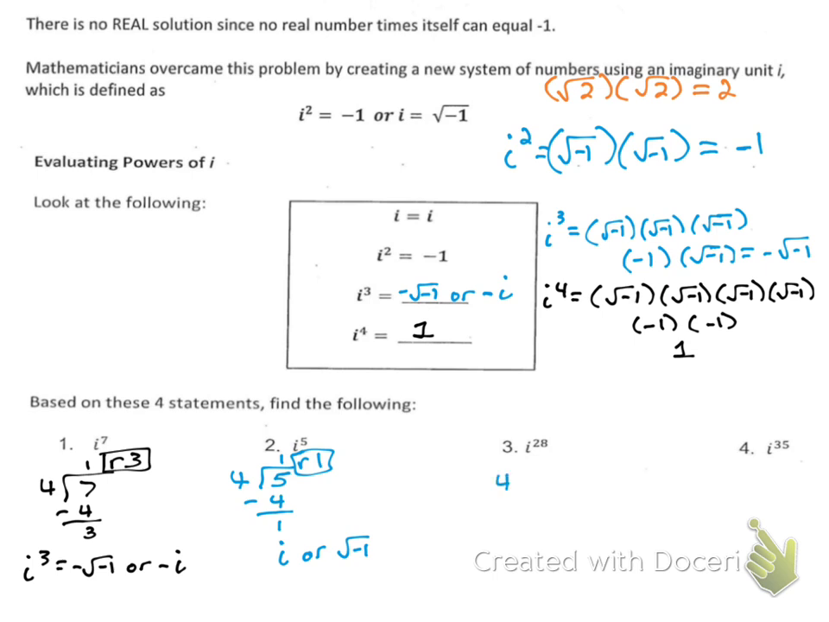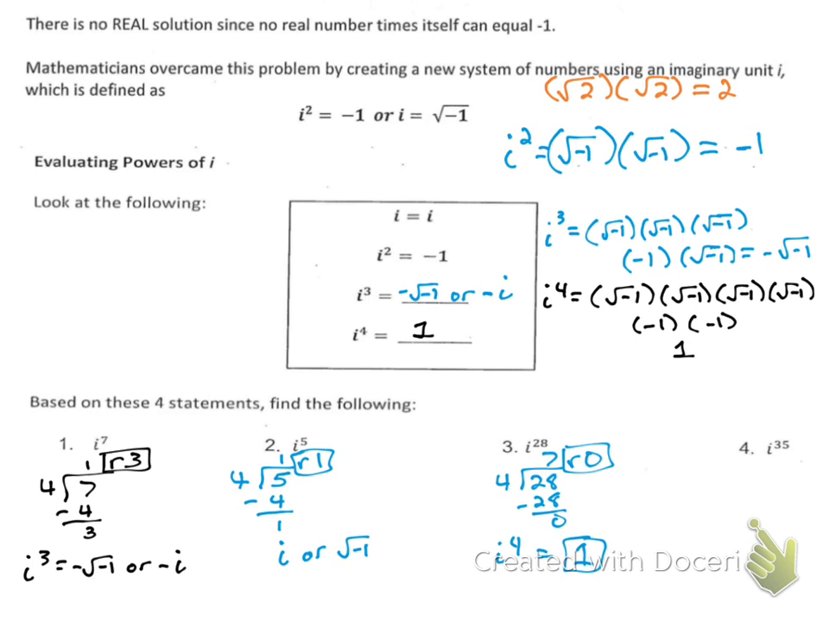I to the 28th. How many times does 4 go into 28? 7. What's our remainder? 0. So it would be 1. Good. All right. We cannot get a remainder of 4. Why can we not get a remainder of 4? Because we're dividing by 4.